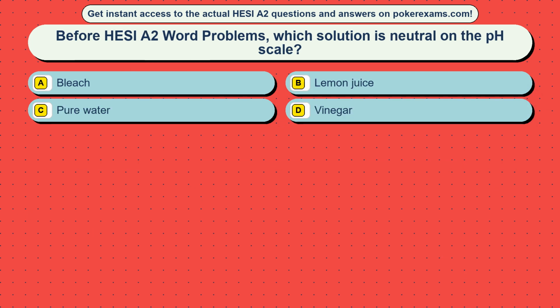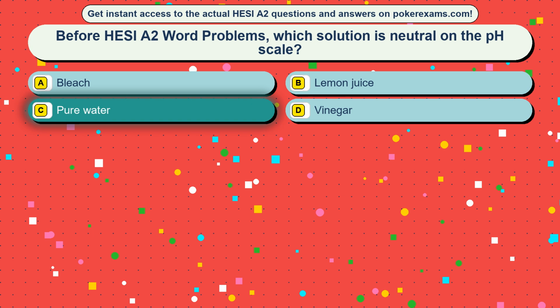Question 35. In HESI A2 problems, which solution is neutral on the pH scale? Option A, bleach. Option B, lemon juice. Option C, pure water. Option D, vinegar. The correct answer is option C, pure water.